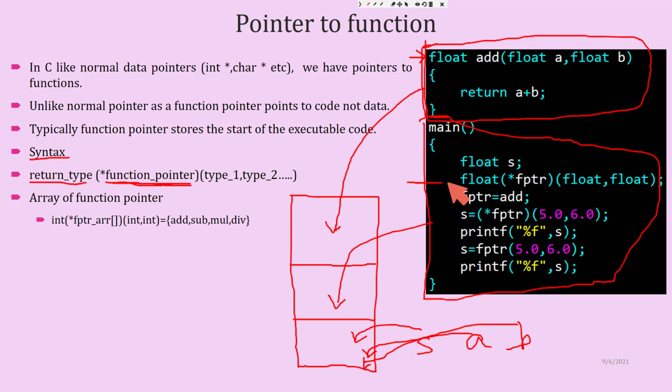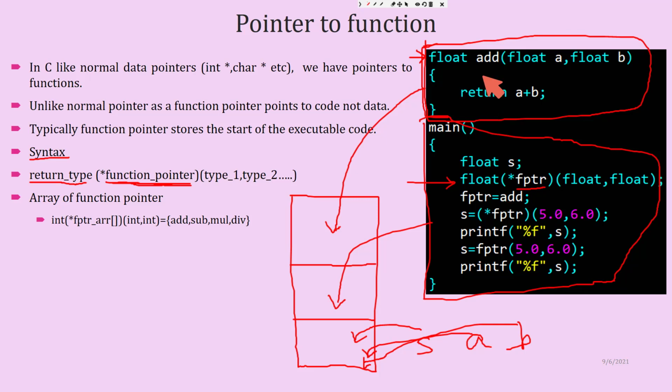Now here in this line I have an example. I am writing a function pointer variable for this function. The return type of this function is float, so that is the return type. Then I put a bracket, then I write star fptr. It is an identifier, that means function pointer. It has two arguments, both float. So within brackets I wrote float comma float. Then I have fptr equal to add.